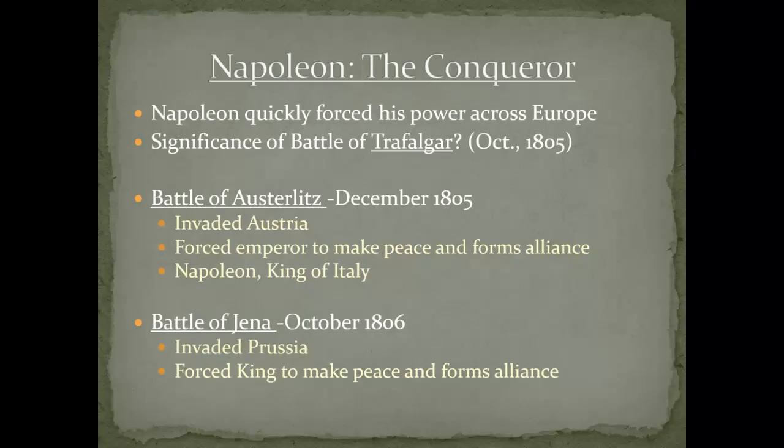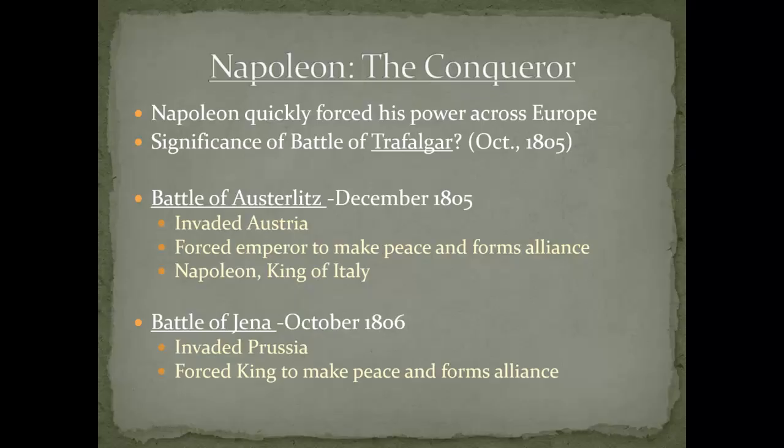The Battle of Austerlitz is a massive campaign. Napoleon invades Austria, forces the emperor to make peace, and forces an alliance, and Napoleon also becomes the king of Italy. This is essentially how the Battle of Austerlitz ends. It's a massive invasion and takedown of Austria.